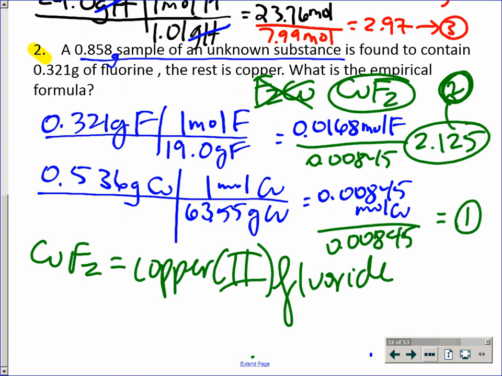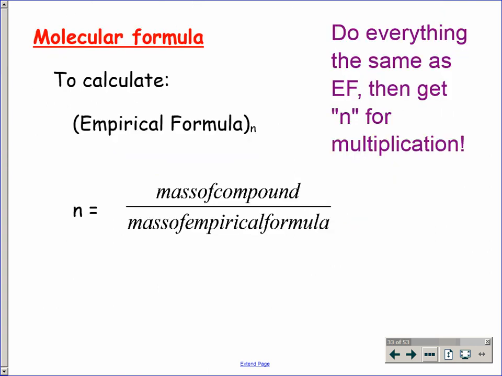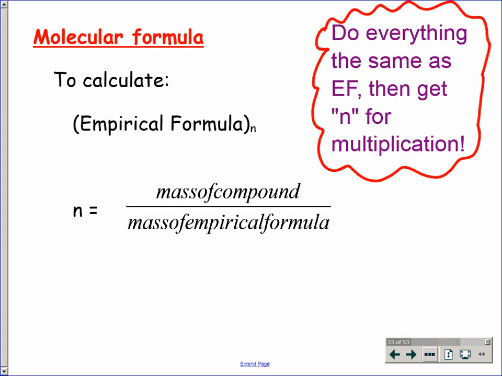We're going to add on to this a little bit with molecular. Can I move on? Okay, three people said yeah. So, to write down molecular information, do everything the same as EF, except we're going to add on this last piece of information. So this is how to get the molecular formula, not the empirical formula.